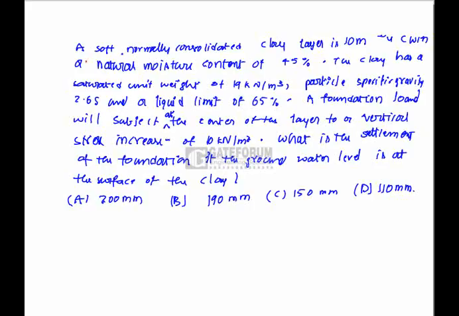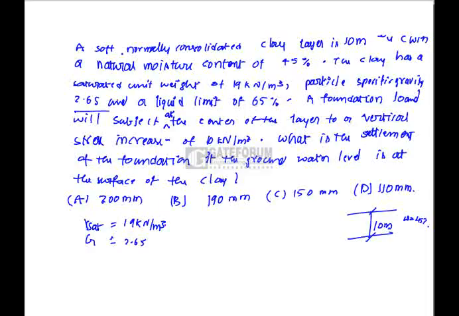The question: a soft normally consolidated clay layer is 10 meters thick, with a natural moisture content w given as 45%. The clay layer has a saturated unit weight, gamma saturated, given as 19 kilonewton per cubic meter. The specific gravity is given as 2.65 and liquid limit is given as 0.65.